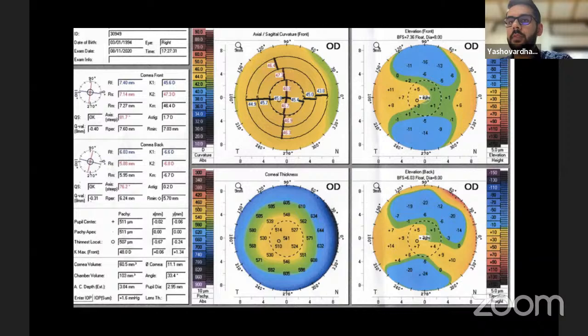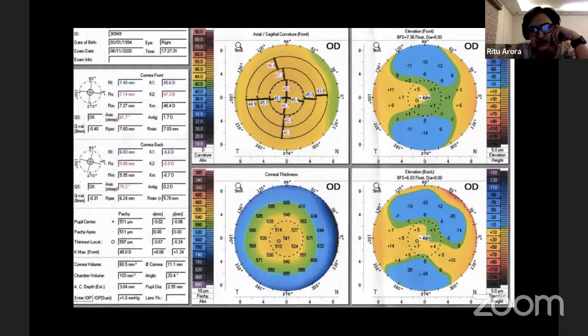Can you give me one answer why it is uniformly yellow in the curvature map? How come there's no blue, no green, no red? Why is it uniformly yellow? Though you're seeing a lot of variation, 45.8, 45.4, 48, there is a variation of K in the central 3 mm. But if you were to go by color, you'd say it's fairly regular. Can anybody answer why we are seeing uniformly yellow?